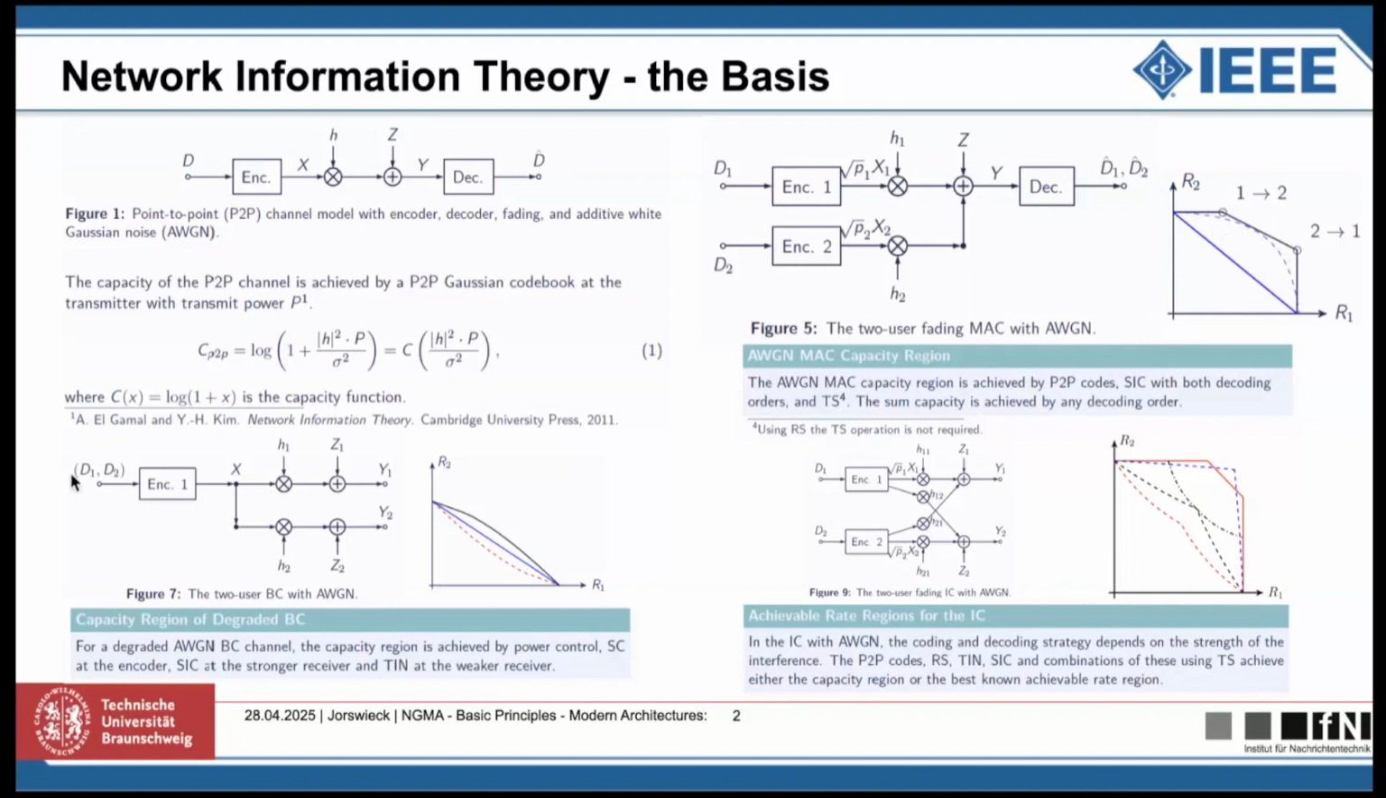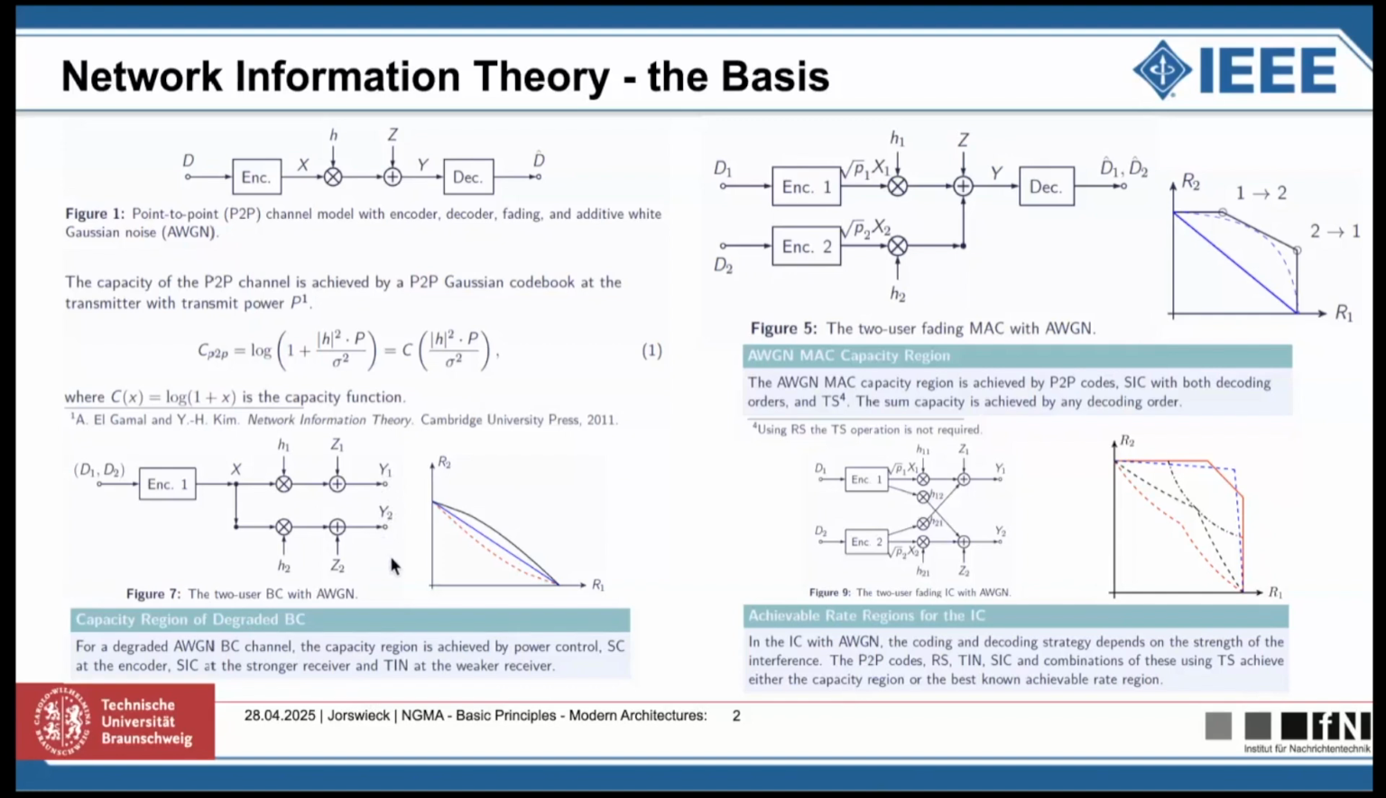What is also well known is the capacity region of the broadcast channel. This is the scenario where we have one transmitter and two receivers. Here, in this case, we have a so-called degraded broadcast channel. This means that the two receivers can be put in a specific order: one receiver which is stronger and has a stronger channel, and another receiver which is weaker.